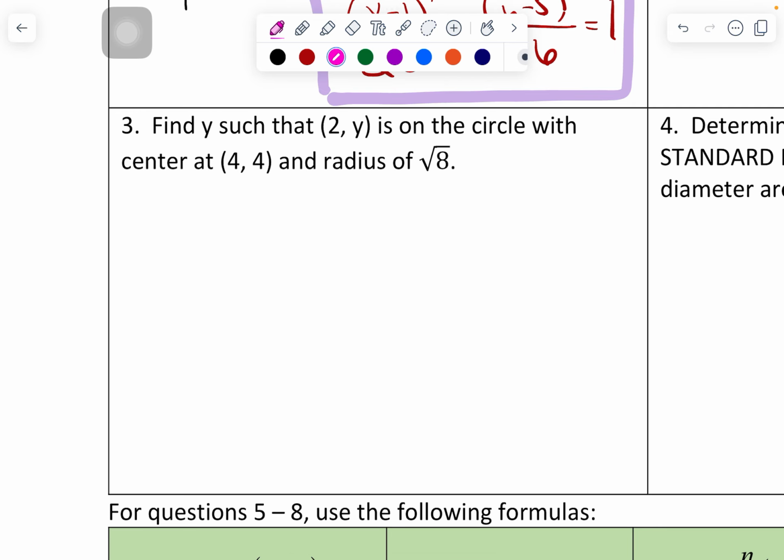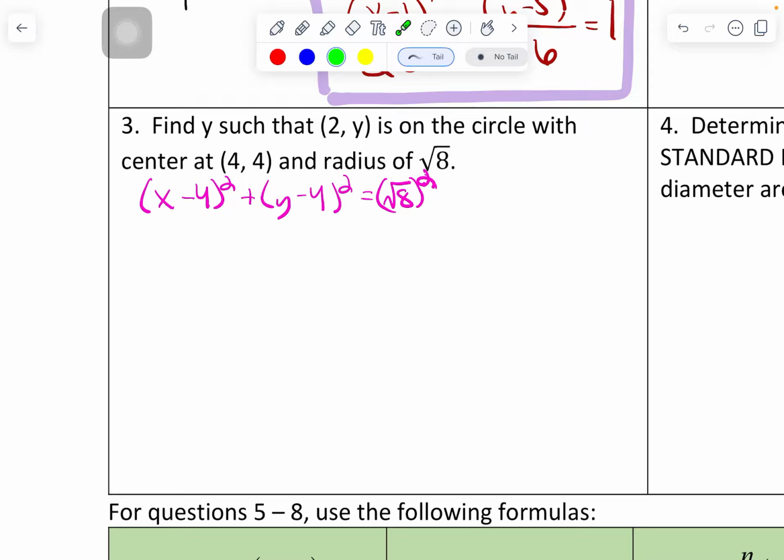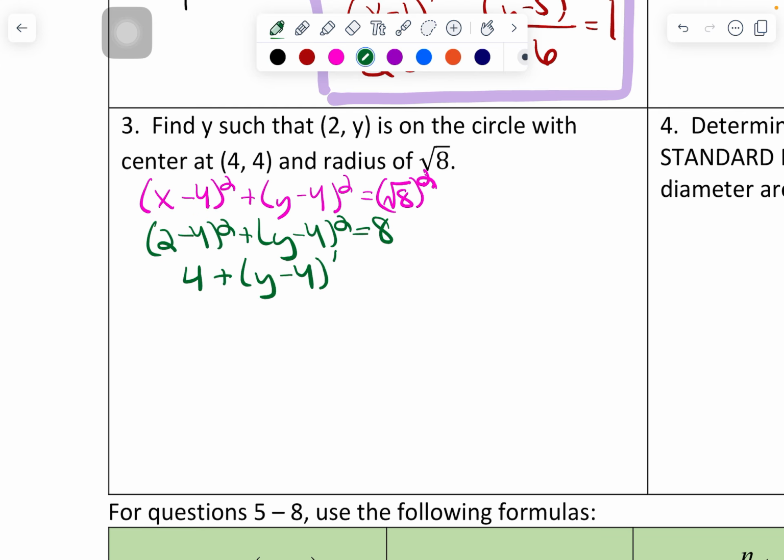All right, problem number 3, find y such that that point is on a circle with that center. So it's going to be x minus 4 squared plus y minus 4 squared, and then the radius is square root of 8, squared. All right, and I'm going to put in 2 for x. Okay, so that's going to be 2 minus 4 squared plus y minus 4 squared. Square root of 8 squared is just 8. So let's see what we've got here. 2 minus 4 is negative 2. Negative 2 squared is 4. So 4 plus y minus 4 squared is equal to 8.